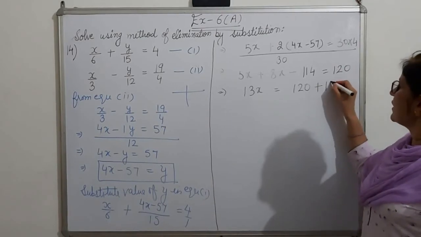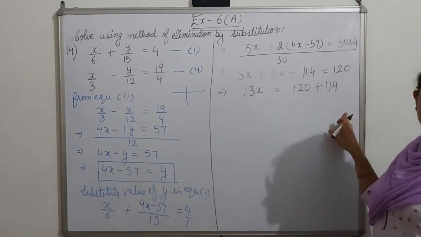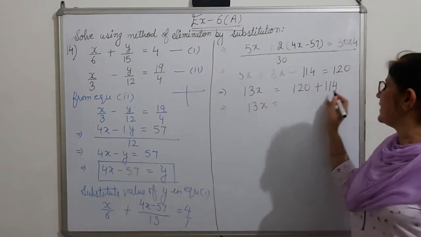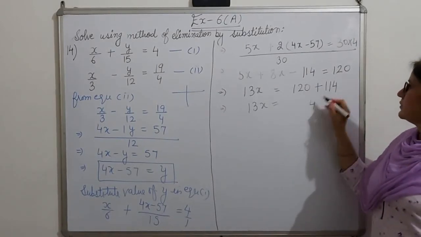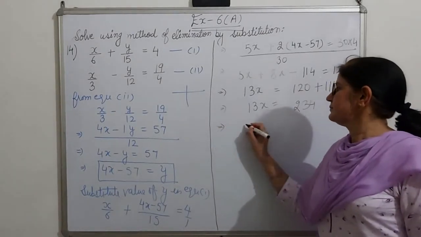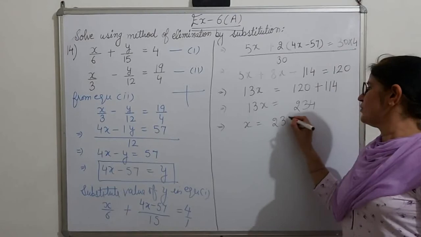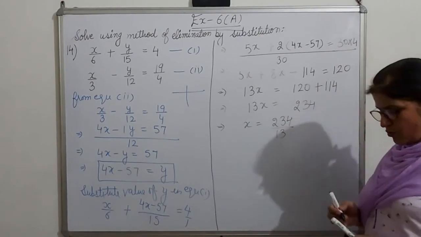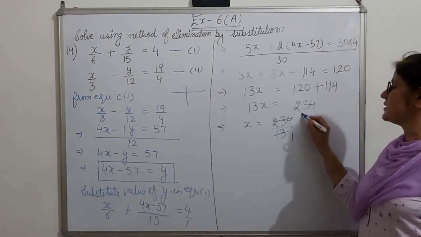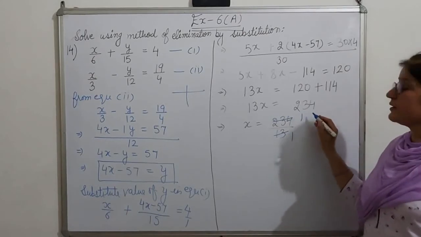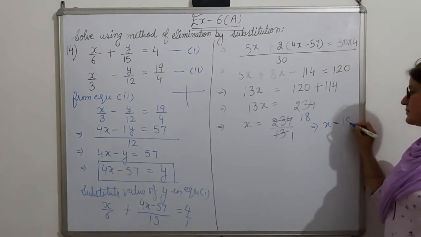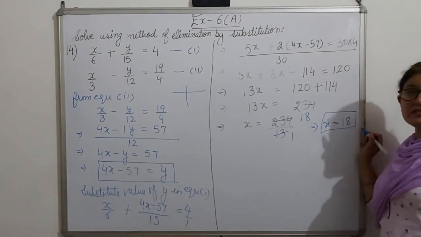plus 114. This minus will go to plus. 13x is, adding them, 4, 3, 1 and 1, 2: 234. So what is x? 234 upon 13. Check whether this number is divisible by 13 or not. 13 ones are 13, 13 ones are 13, 10 left, 104, 13 eights are 104. So we need to learn tables. So the value of x is 18.